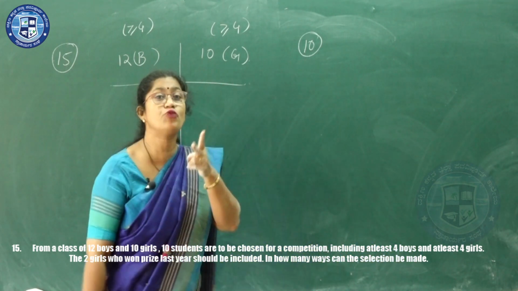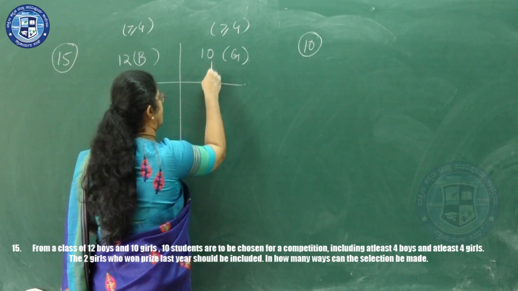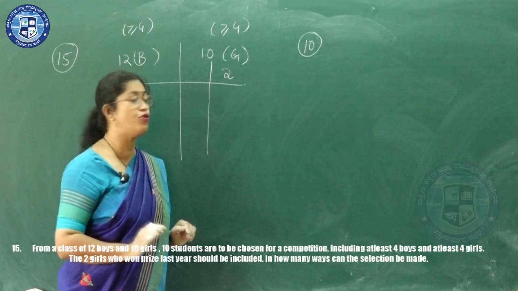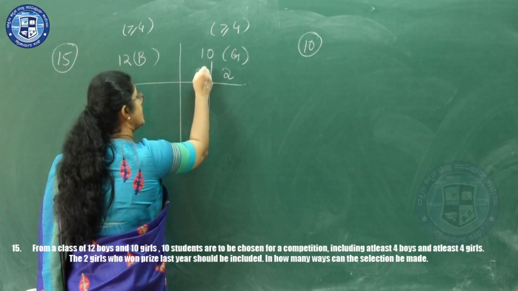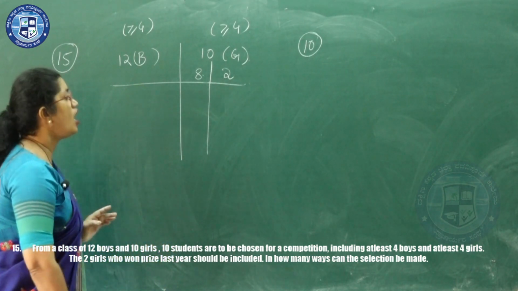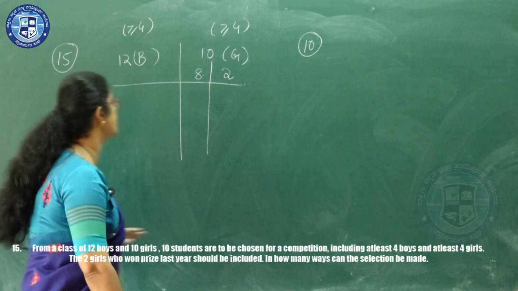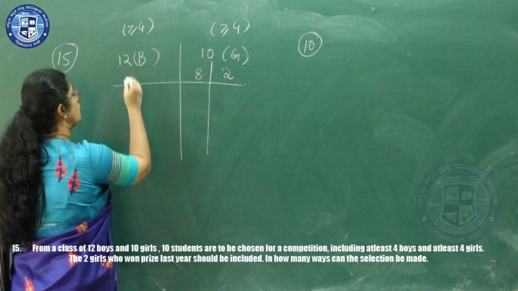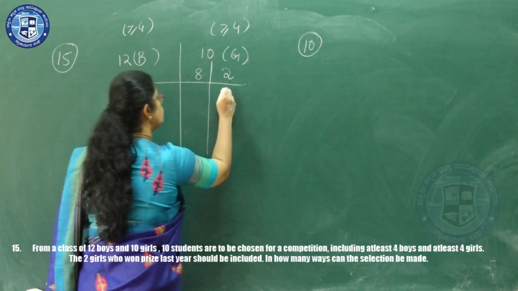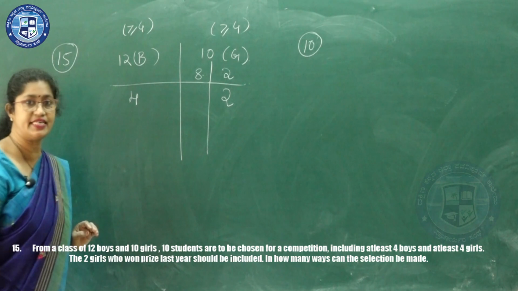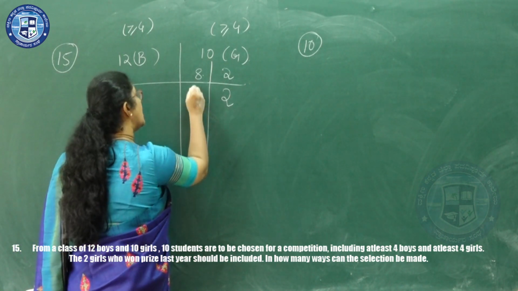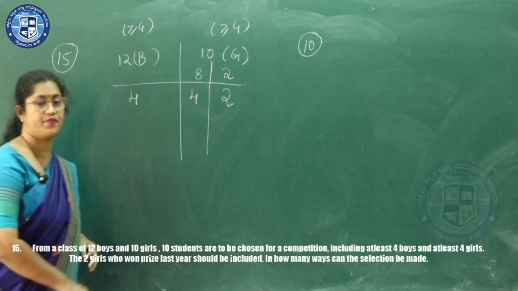So in this there are 2 categories of people. Out of the 10, split them. There are 2 who must be included always and there are the remaining 8. So satisfying all these conditions, how many selections can we make? Now since this should be greater than or equal to 4, let me start with 4 boys. These 2 girls must be selected. To make it a total of 10, 4 plus 2 is 6. I need 4 more from here.